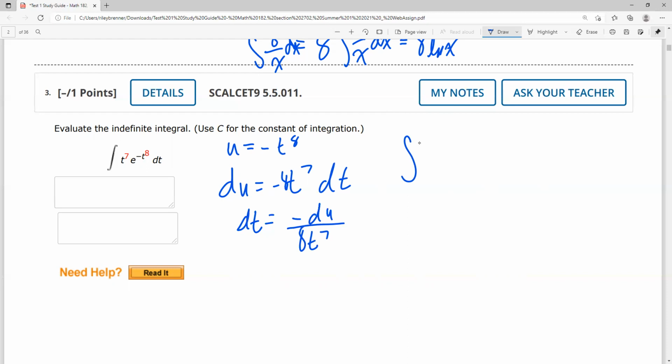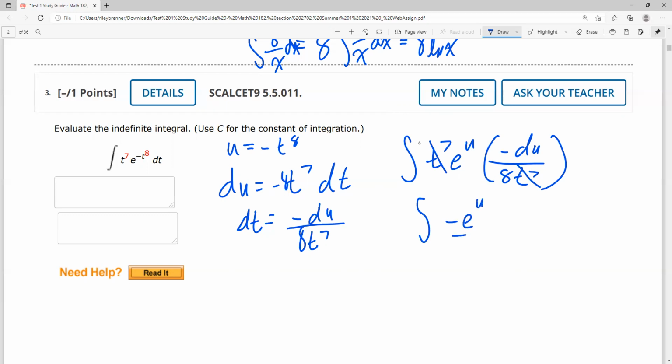Perfect. Good catch there. Now substituting everything in, t to the 7th, e to the negative, well, we know negative t to the 8th is u, so let's go ahead and substitute that in. And then we solve for dt. dt is right here, so we're going to be multiplying by negative du over 8t to the 7th. The t to the 7ths cancel out. All we're left with now is negative e to the u over 8 du, right?